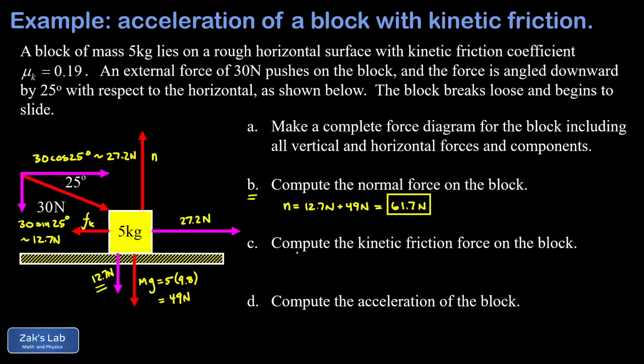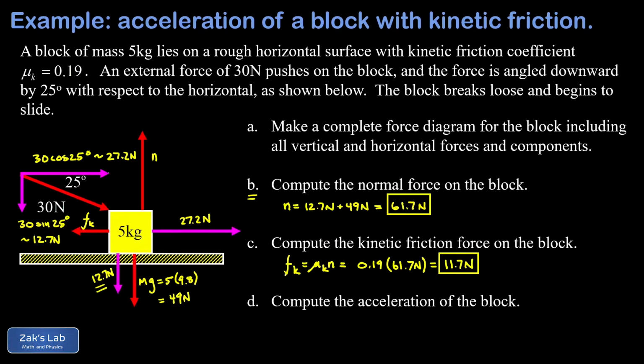Next, we compute the kinetic friction force, which is of course related to the normal force. That's given by the kinetic friction coefficient, mu_k, multiplied by the normal force. Just as a reminder, because that applied force had a downward component, that caused the normal force to become more intense, which in turn causes the friction force to be more than it would be otherwise. So we plug in our kinetic friction coefficient that was given to us as 0.19 and our normal force, 61.7 newtons. And this gives us a kinetic friction force of 11.7 newtons.